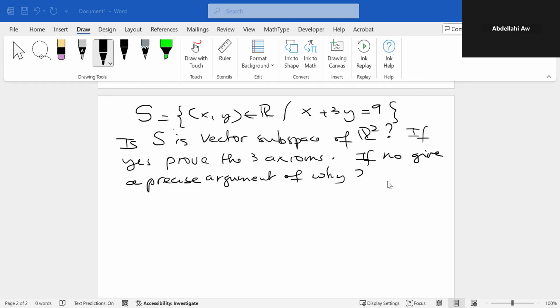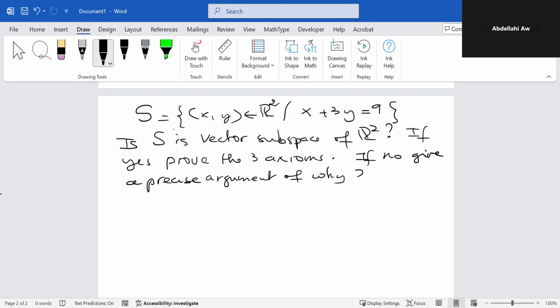So S is a set of all pairs (x, y), element of R2, such that x plus 3y equals 9. So the question is: is S a vector subspace of R2? If yes, we have to prove the three axioms. If no, then we give a precise argument of why it is not, right?